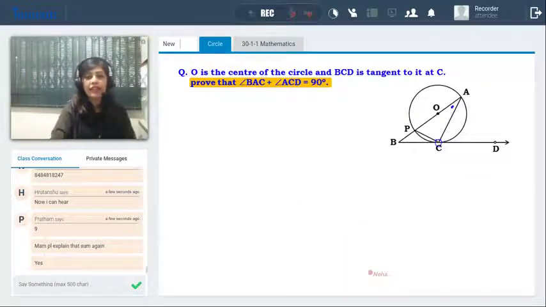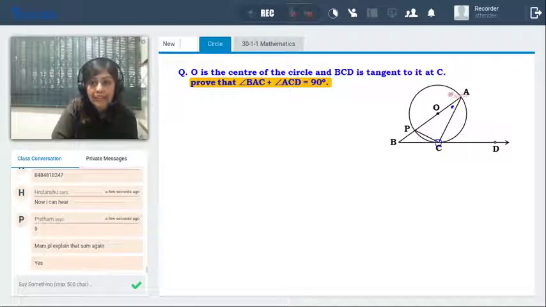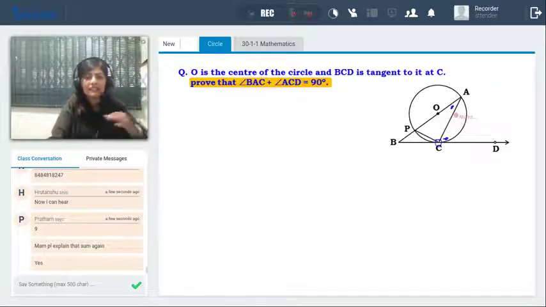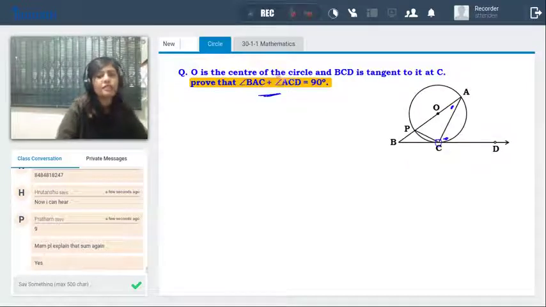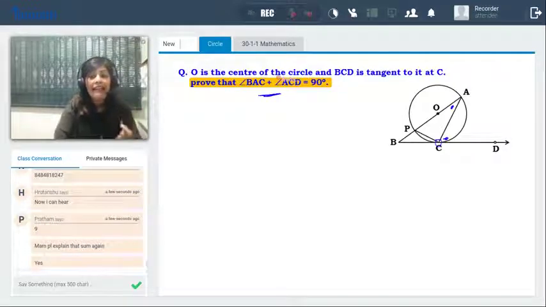We have already seen BCD is the tangent. We need to prove angle BAC, which is this angle, plus angle ACD is 90 degrees. Students, observe BAC plus ACD is 90 degrees. If you look at this, BAC and ACD have nothing common between them. So please observe, students, we need sum of two angles to be 90. But in our circles chapter, is there any theorem which talks about angle between two segments to be 90 degrees?